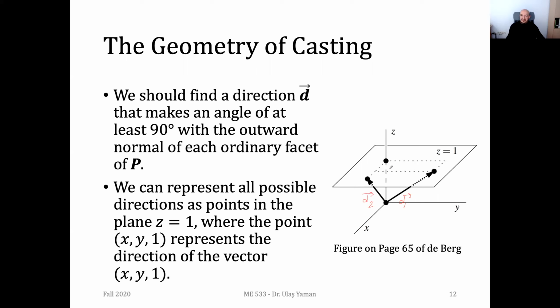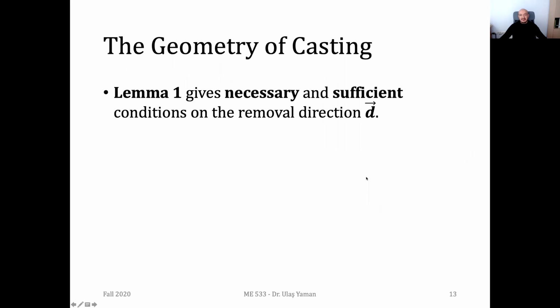As you see, if you have such a plane, z equals 1 plane, then the intersection of these vectors with the plane will be just simple points. So if you can state that this point is in your feasible region, we can simply say that you can remove your casted product in that direction. So our problem will be simplified into this. We will be trying to find whether the given points are in the feasible region or not.